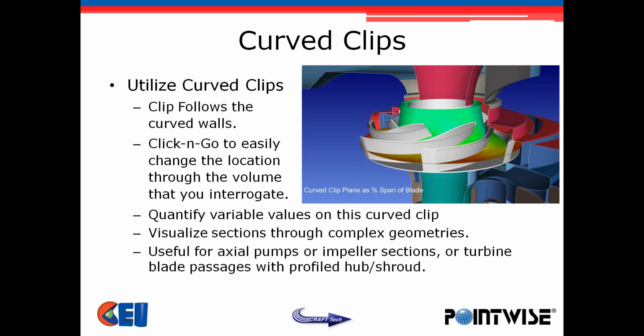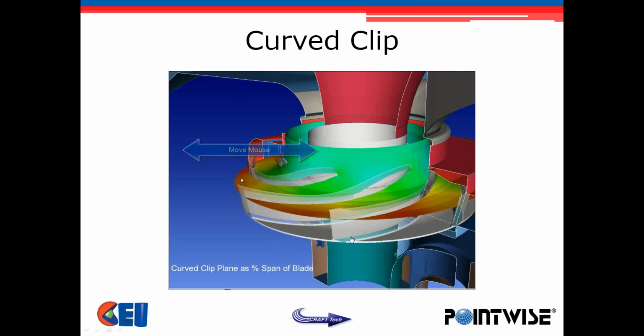We can also use this clip to quantify variables on. So not only from a visual aspect, but also from a quantitative aspect, we can use these parts to quantify the solution here as well. So this is particularly useful in these types of turbine blade passages or impeller regions, or even curved pipes. Being able to pass a section plane that follows the curvature of the pipe is actually quite handy to understand the flow field as you go through that particular complex geometry.